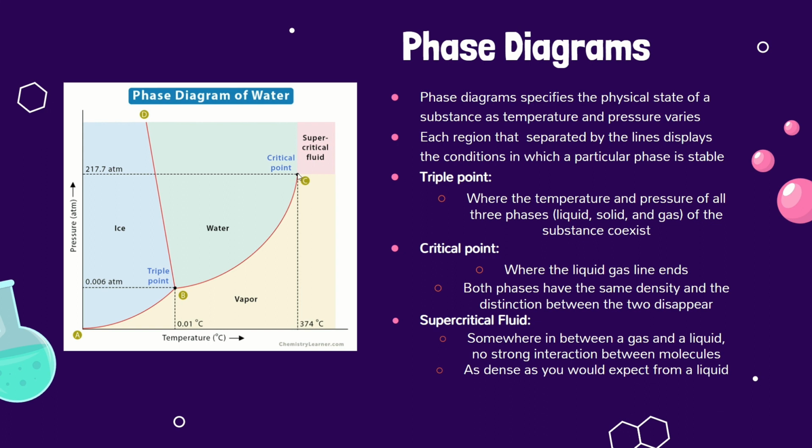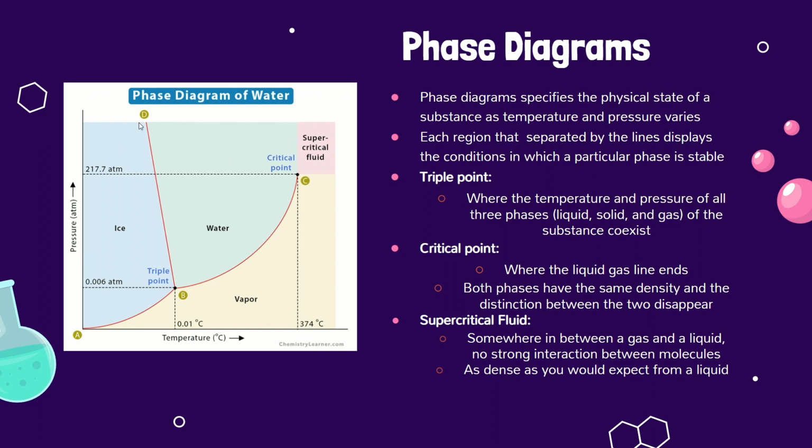And there's a critical point where the liquid and gas line ends, and both phases have the same density, and the distinction between the two disappears. And there's a supercritical fluid, somewhere in between a gas and a liquid, where there are no strong interactions between the molecules. It's as dense as you would expect from a liquid as well.